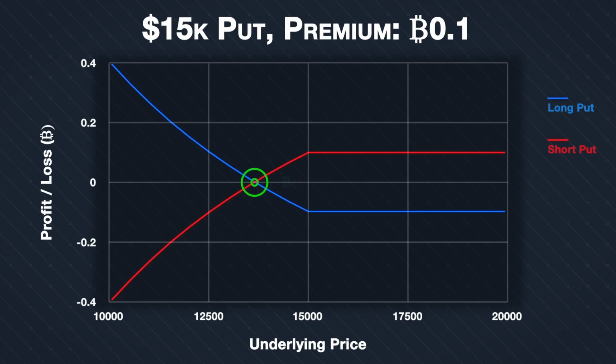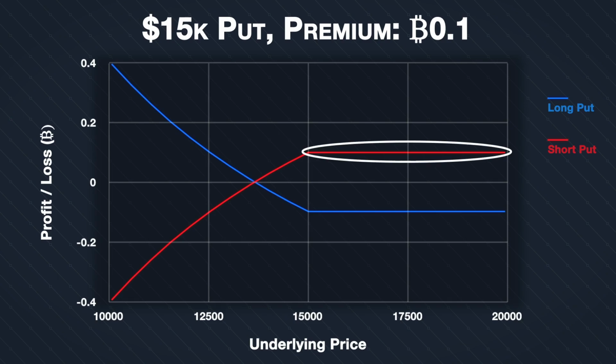Where each line crosses the x-axis represents the break-even point, i.e. the point at which $0 profit or loss is made. The buyer and seller of the option share the same break-even point as well. This is ignoring any trading fees. As we calculated in the previous lecture, the break-even point for this option is $13,636.36.